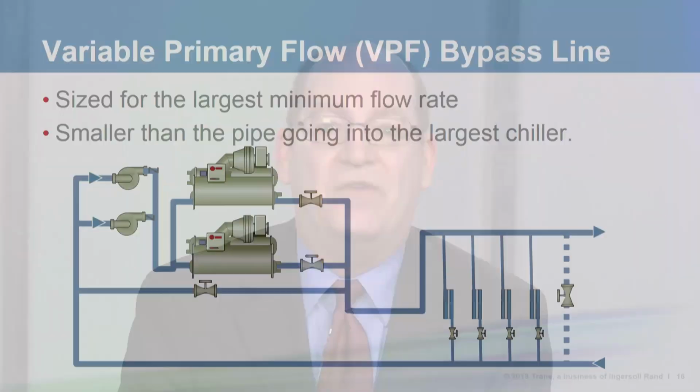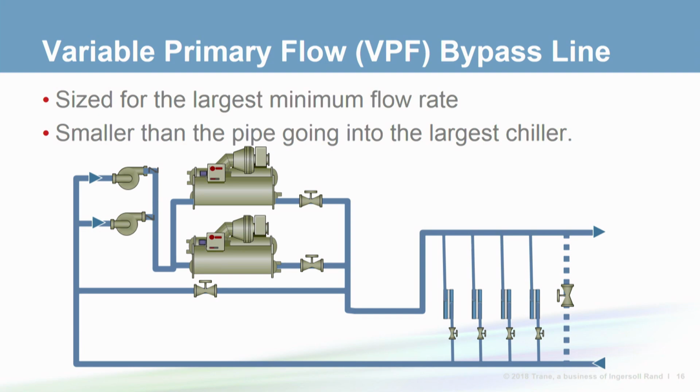Conceptually, a variable primary flow or VPF system is simpler to get right. The valve in the bypass line only opens when the system flow rate nears the minimum flow rate of the chiller. So the bypass line and valve only need to be sized for the largest minimum flow rate. Now usually that's the largest chiller's minimum flow rate, but depending on chiller selections, the largest minimum flow rate could be for a smaller chiller in the plant. So confirm all the minimum flow rates.